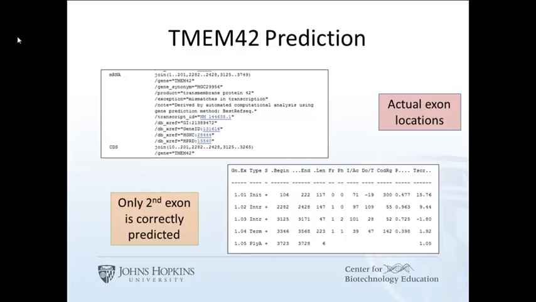Remember 2 things. First, gene predictors are not 100% accurate. Second, note that it is looking for the start codon in the initial exon. It got it wrong.